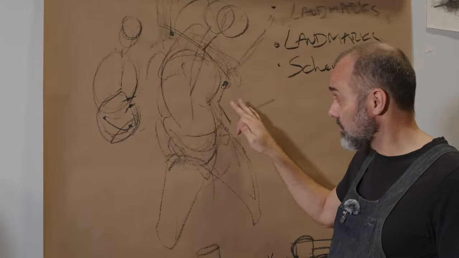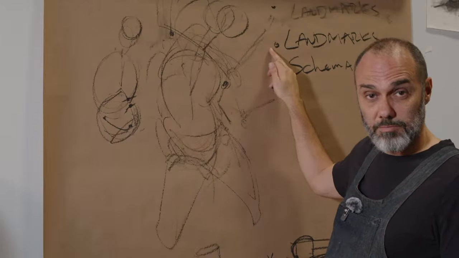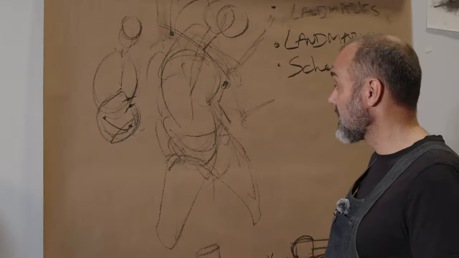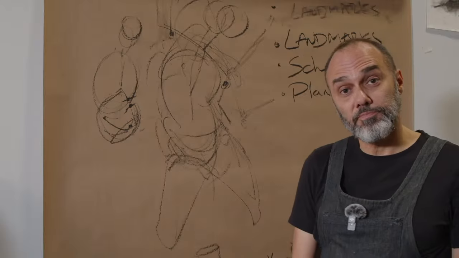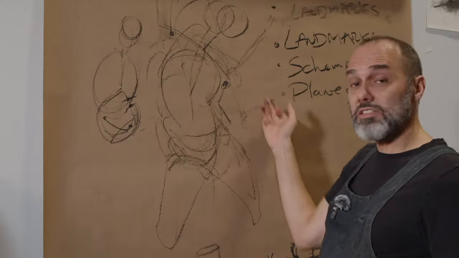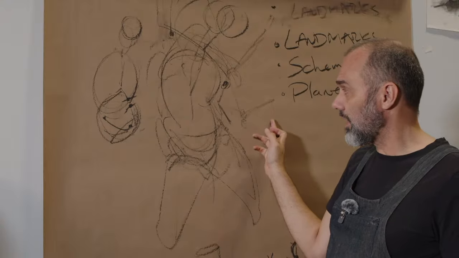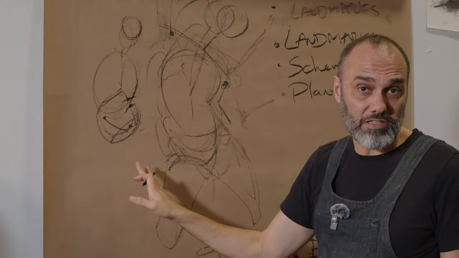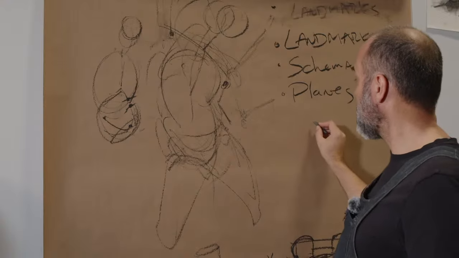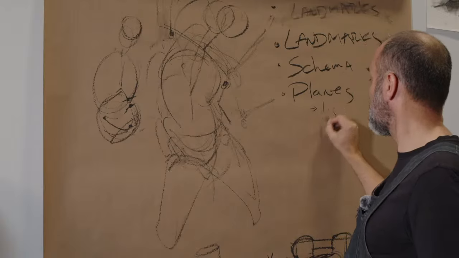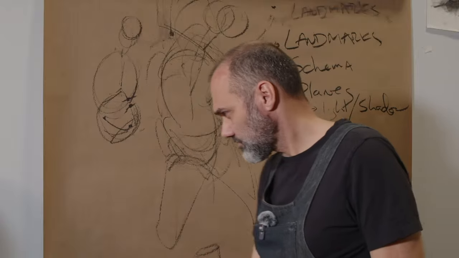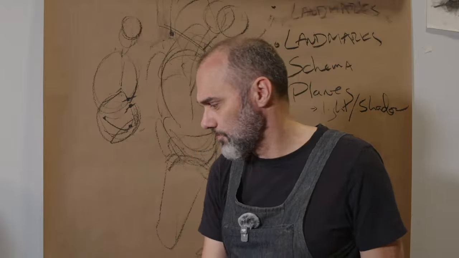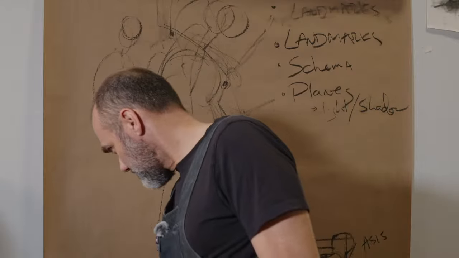Here, as a realist, what are my tools? Landmarks, schematics, right? And then we got to think planes. Okay? These are the intellectual tools that I apply to the next stage of trying to make this mean something. Okay, I need planes because planes become light and shadow. All right, any questions? You guys thought you were tuning in for ZBrush, right? We're going to get there.